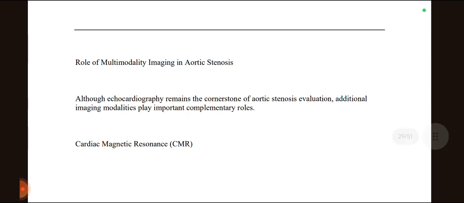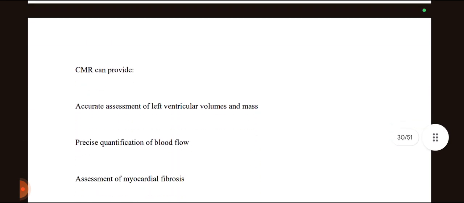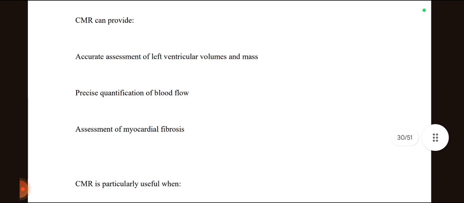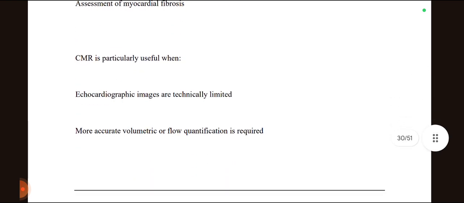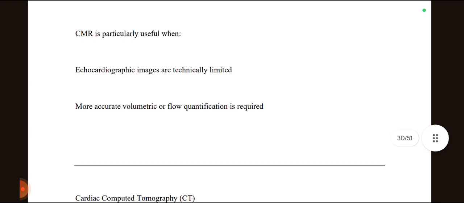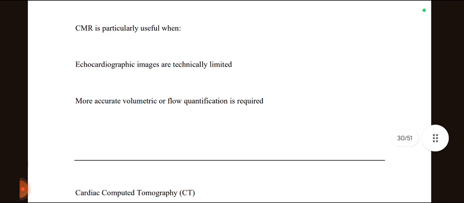So what is the role of multimodality imaging in aortic stenosis? Concluding this, although echocardiography remains the cornerstone of aortic stenosis evaluation, additional imaging modalities play important complementary roles. क्या क्या हम कर सकते हैं? CMR कर सकते हैं, cardiac magnetic resonance. This can provide accurate assessment of the left ventricular volumes and mass, precise quantification of blood flow, and assessment of myocardial fibrosis. And CMR is particularly useful when echocardiographic images are technically limited and more accurate volumetric or flow quantification is required.